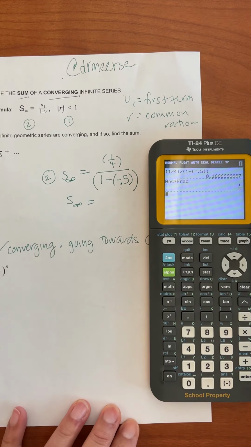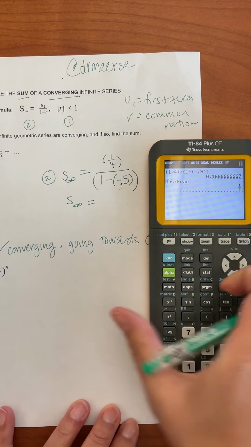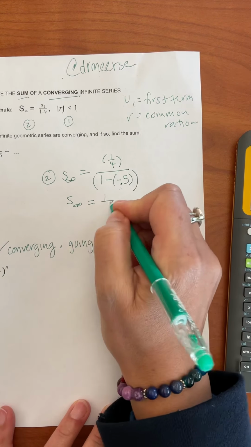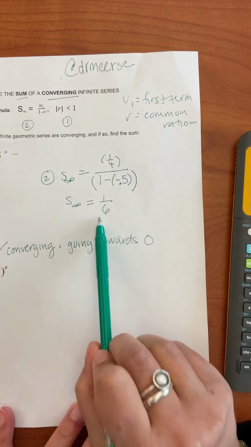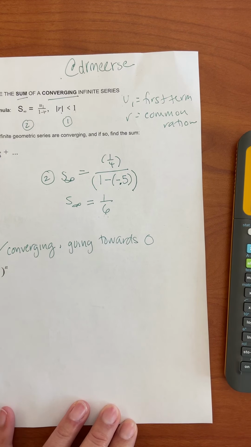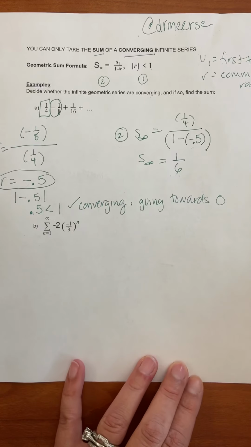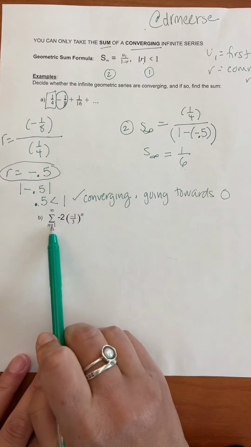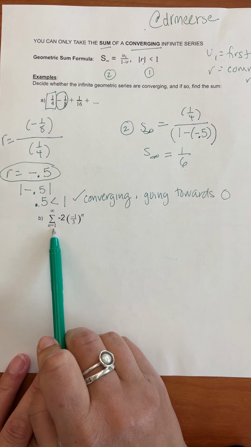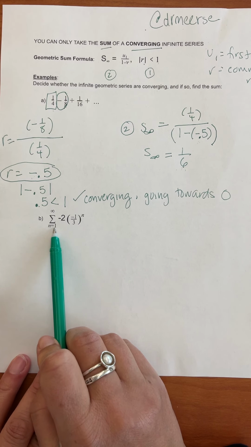Let's get back to this. We turned our 0.1667 into a fraction, 1/6. So when I add all of these numbers up all the way to 0, my sum is going to be a small little 1/6. Get that, huh? All right, let's keep going. Now I have this one. This one I have to do a little bit more work on because we have summation notation.